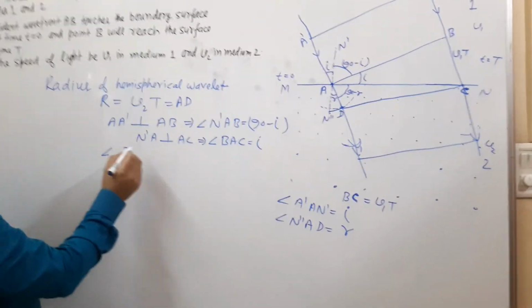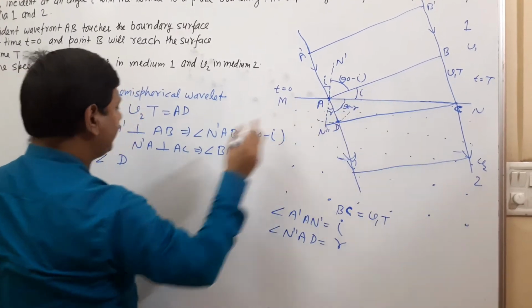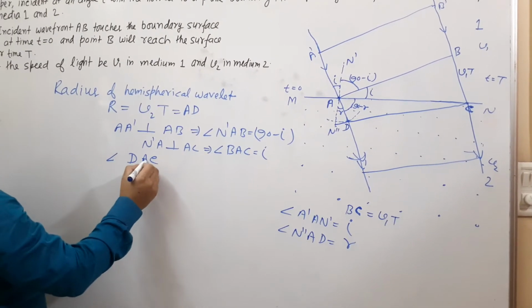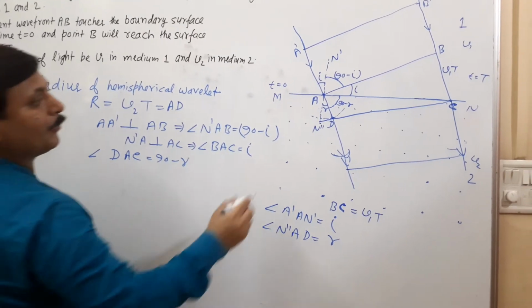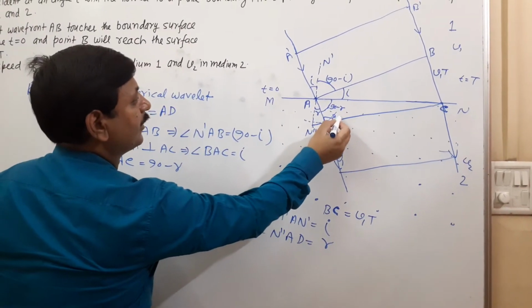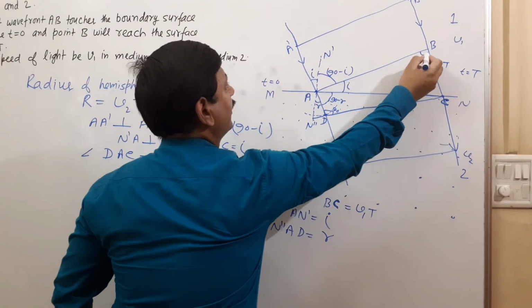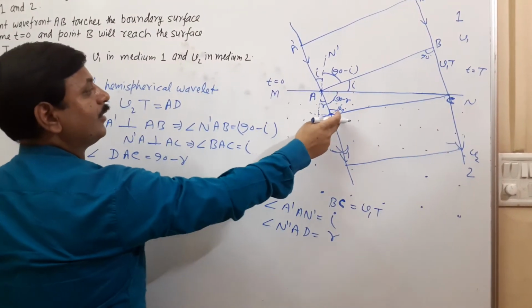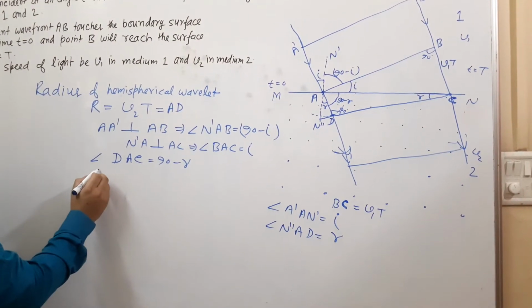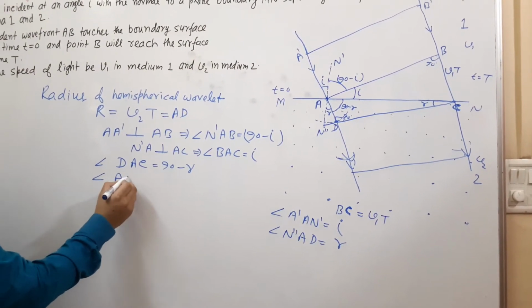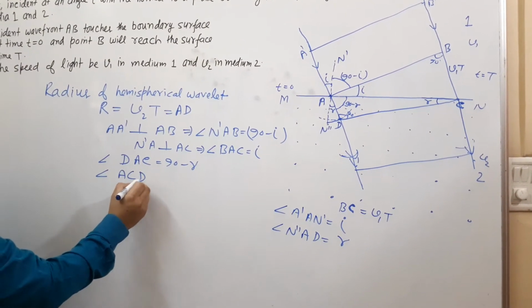Angle DAC. Angle DAC is equal to what? 90 minus R. So see, this is perpendicular, this is 90, this is 90. So this is 90 minus R, so this angle becomes R. Angle ACD becomes R.